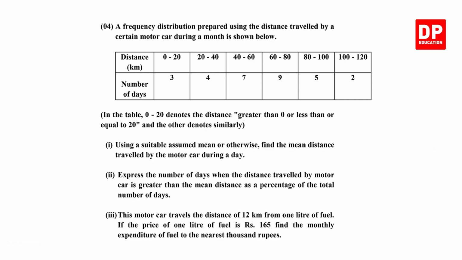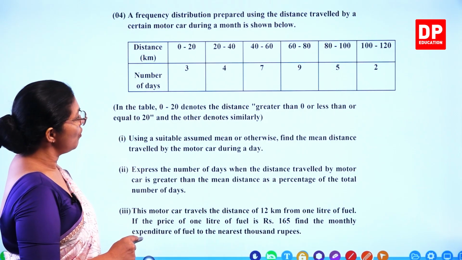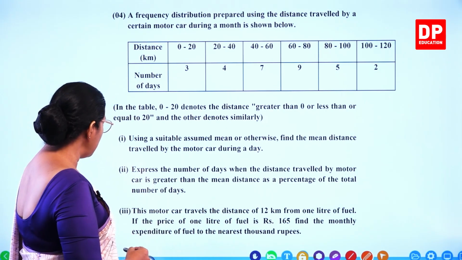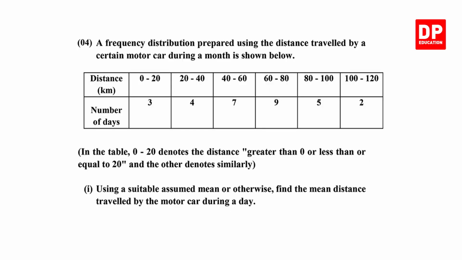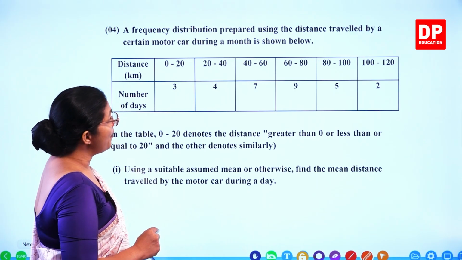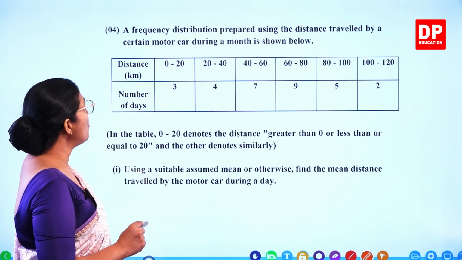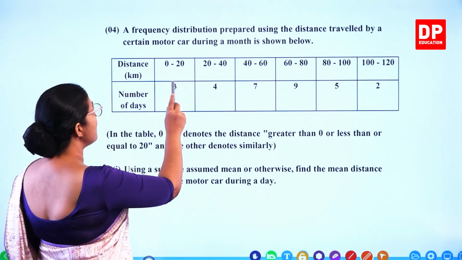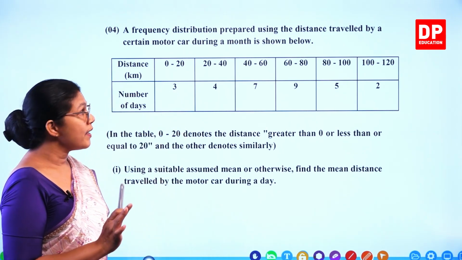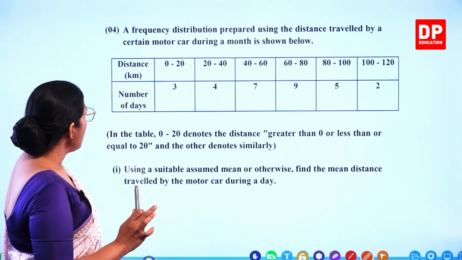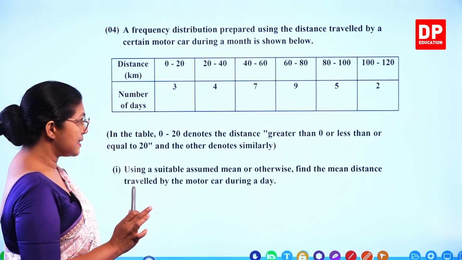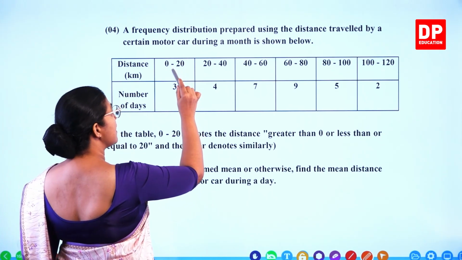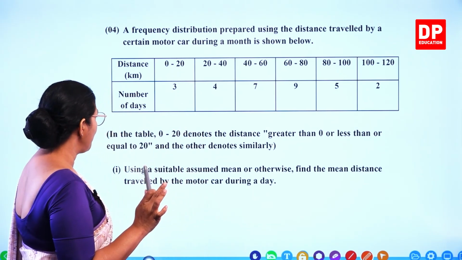Let's take question number 4. It's about statistics. So you have to find the mean value, and using the mean value, you have to give answers for the last part. A frequency distribution prepared using the distance travelled by a certain motor car during a month is shown below. So class boundaries are given because there are no gaps in between the intervals. In the table, 0 to 20 denotes the distance greater than 0 and less than or equal to 20. So here the second value is included, not the first value.